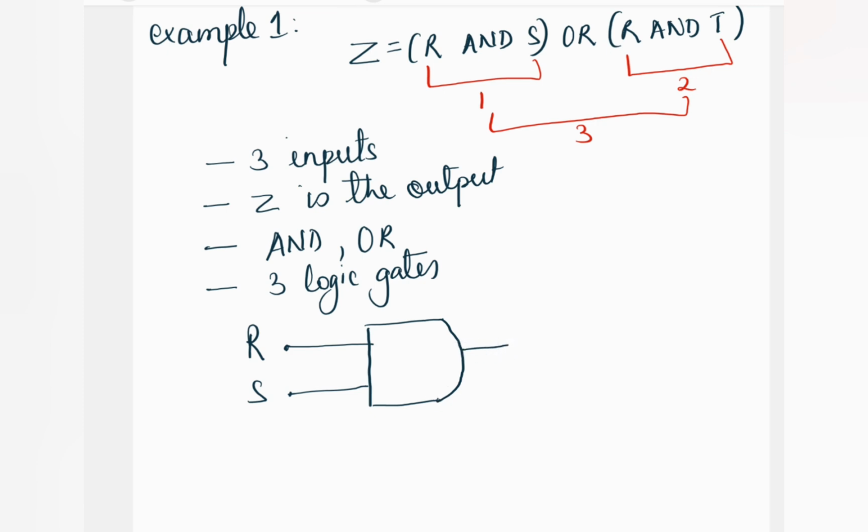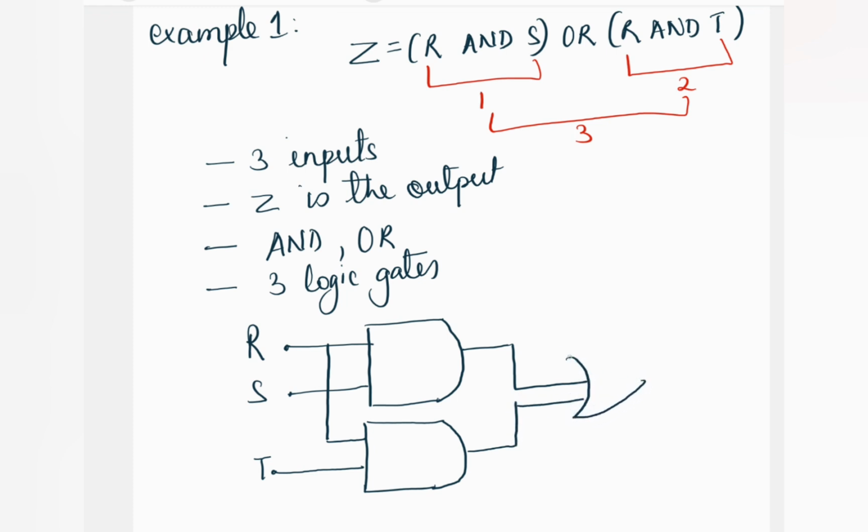Next, we are going to deal with the second logic gate, which is between R and T. Whenever you want to use R again, you can bring down the input here. And of course, T is going to be starting fresh. So we have got R and T, another AND gate. Now the third is an OR gate between gate number 1 and gate number 2. This gives you an output Z.